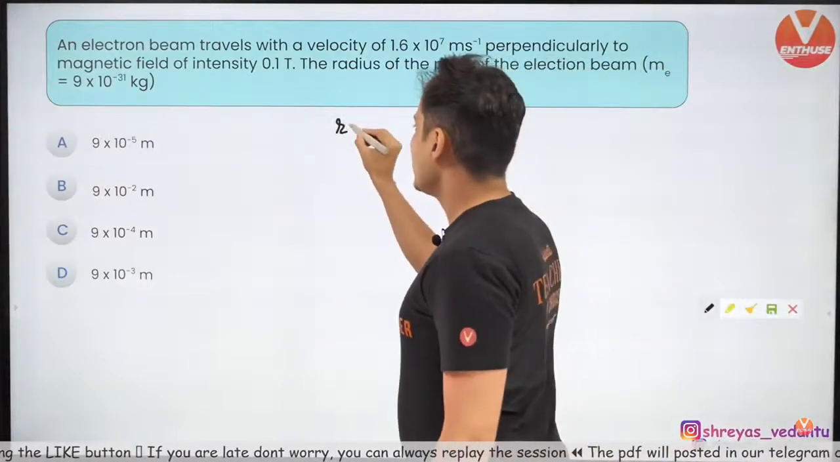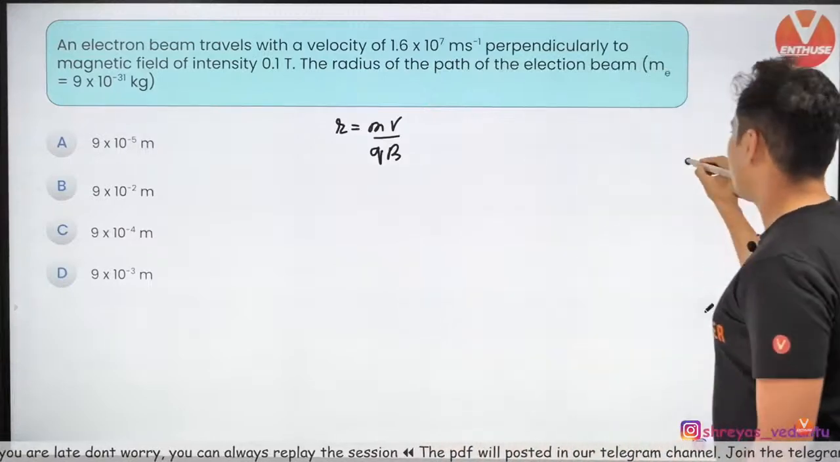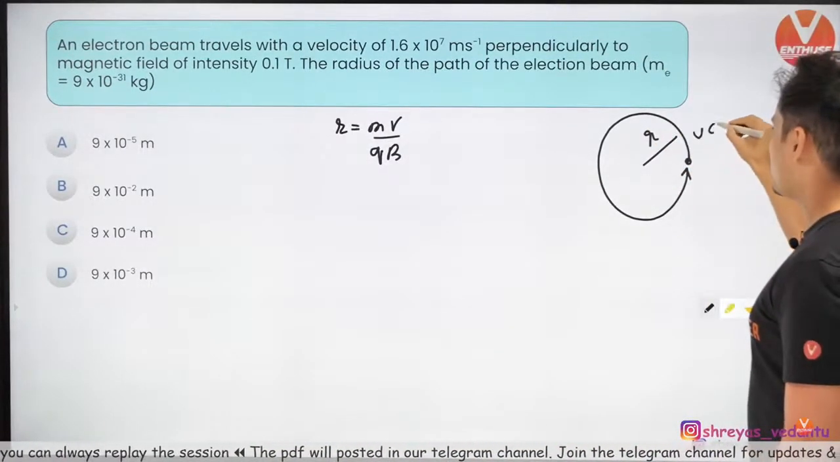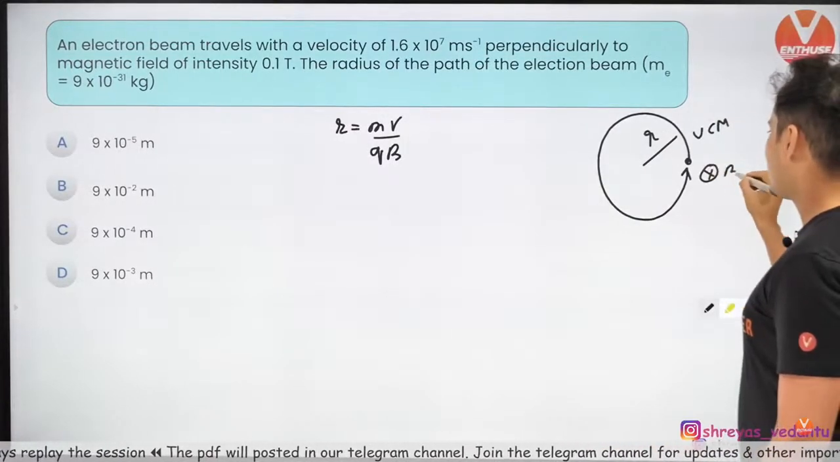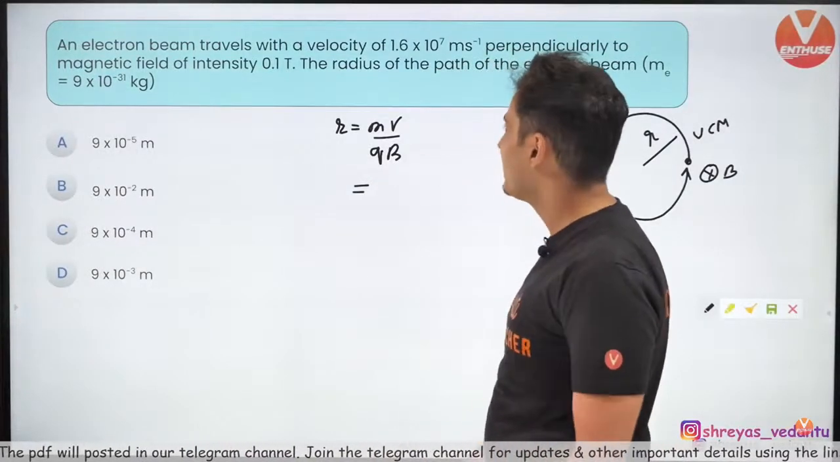So the radius is mv by qB. Whenever you take a particle and throw it perpendicular to the field, it goes in a circle, uniform circular motion. The field is like this, so this is the radius. Just substitute the values, you should get the answer.